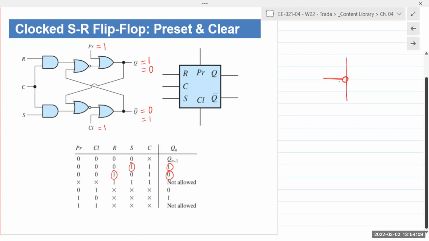The words preset and clear simply mean that when preset is activated, the output is going to go high, and when clear is activated, the output is going to go low. That's all it means. Active low and active high depends on the circuit designer, on what their needs are and what their purpose is.